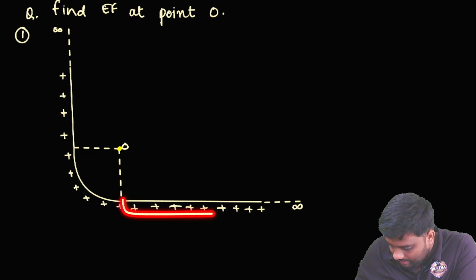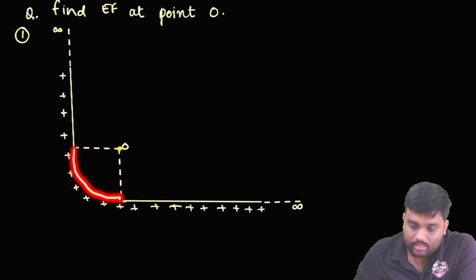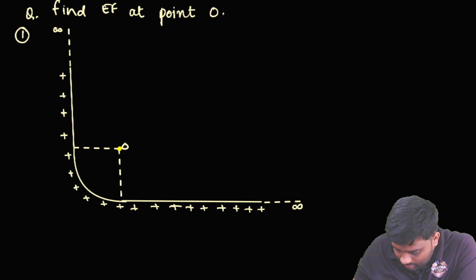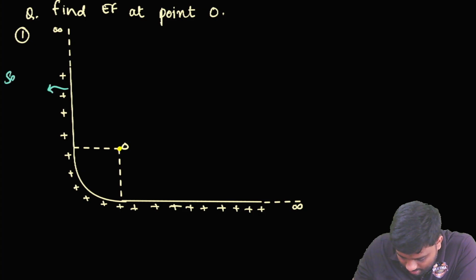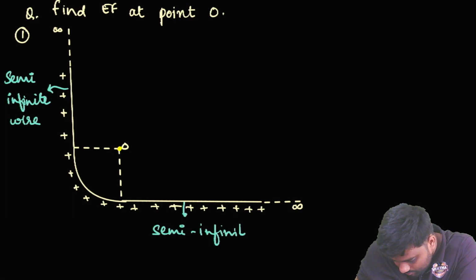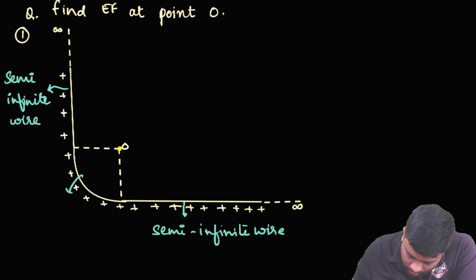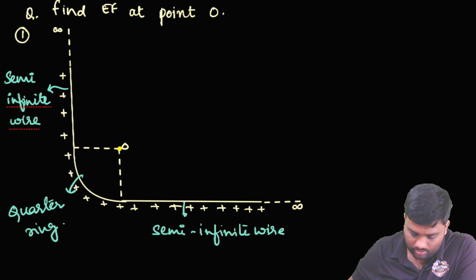Again, from this point the other wire looks like a semi-infinite wire. This one looks like a circular ring. What is this angle? 90 degrees, so I can say this is your quarter ring. So here this is a semi-infinite wire, this is also a semi-infinite wire, and this is your quarter ring or quarter circular arc.